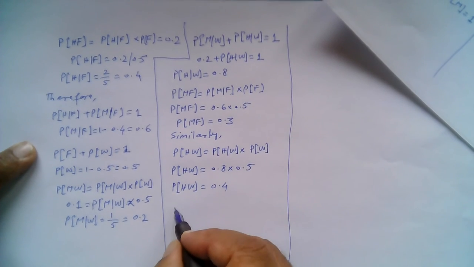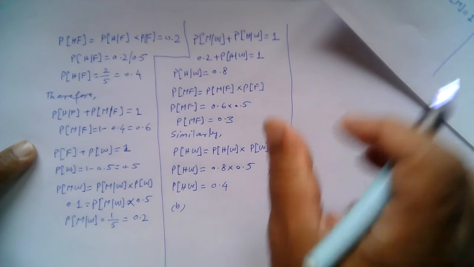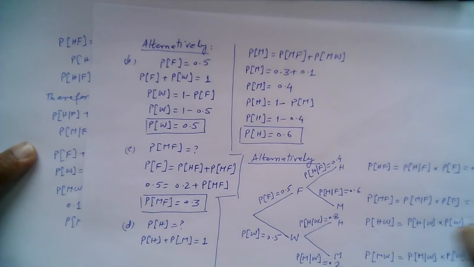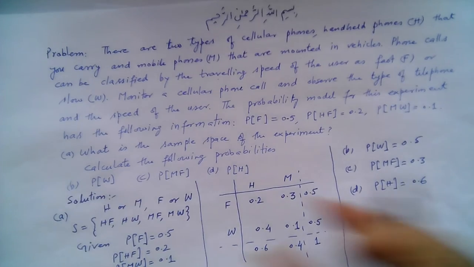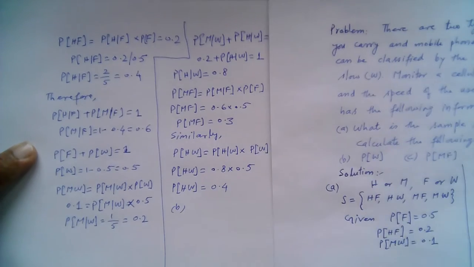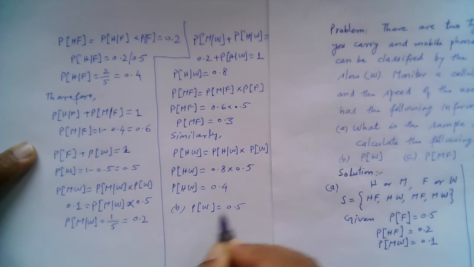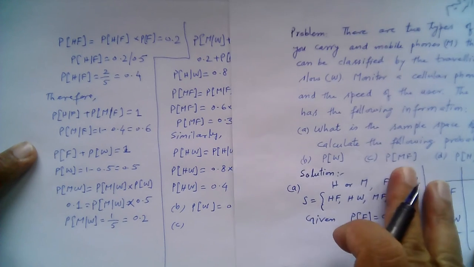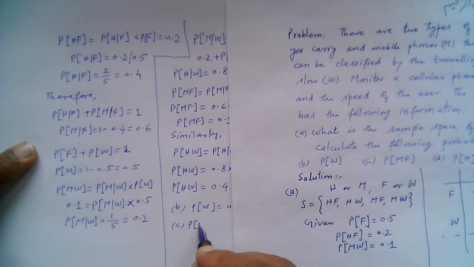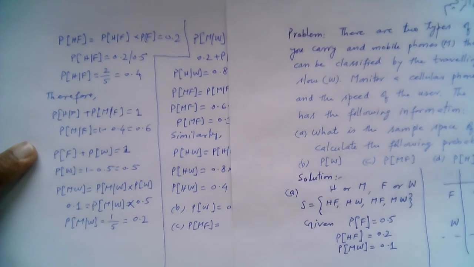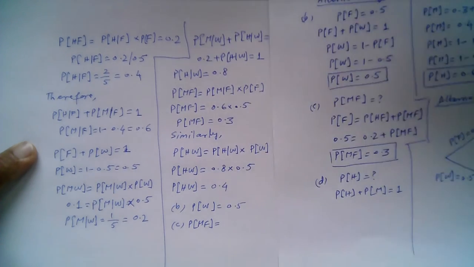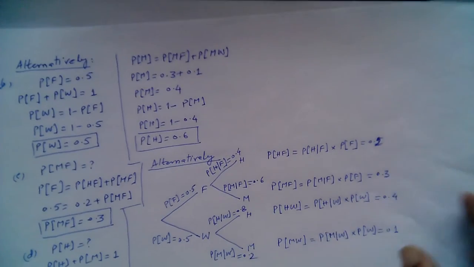So the probability of W is 0.5, and the probability of MF from the tree we found to be 0.3.